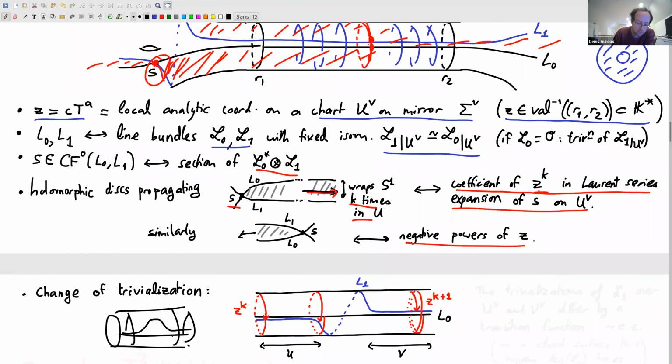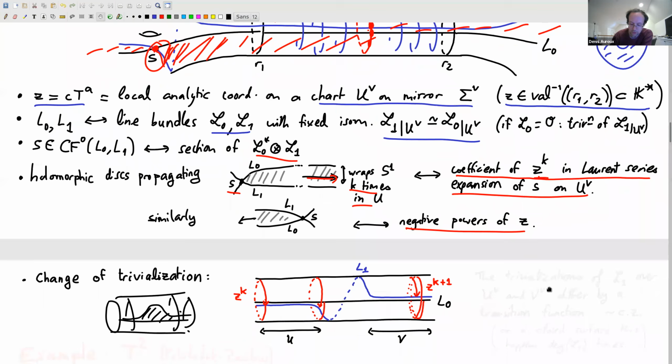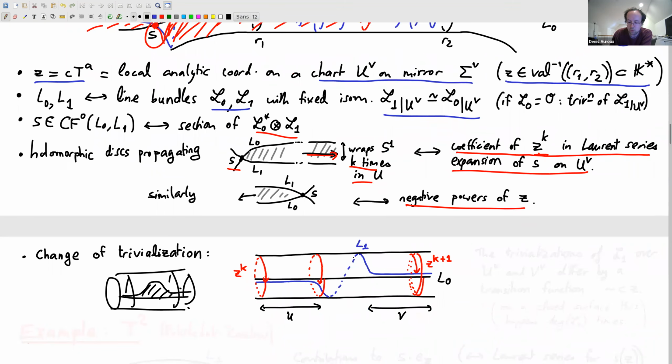So then the amounts of areas or corrected areas measured here or measured here will differ by this amount of area. So this amounts to a change of trivialization that multiplies things by a constant factor. What's much more interesting, I think, is what happens if L1 twists around the cylindrical neck as it travels.